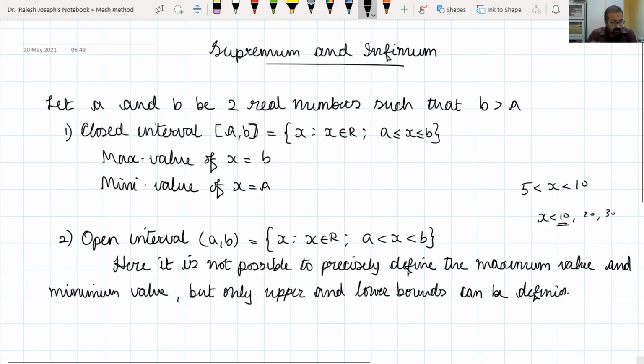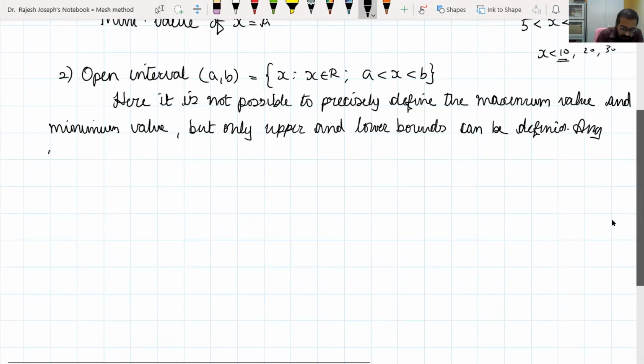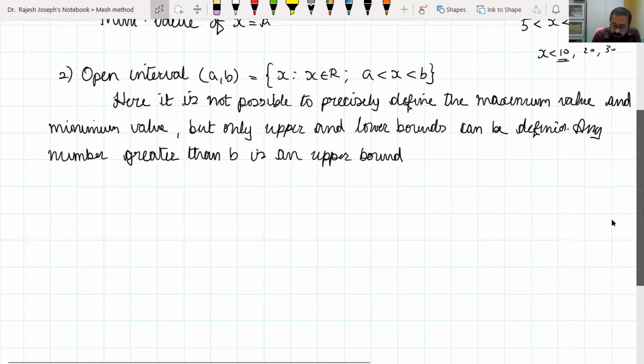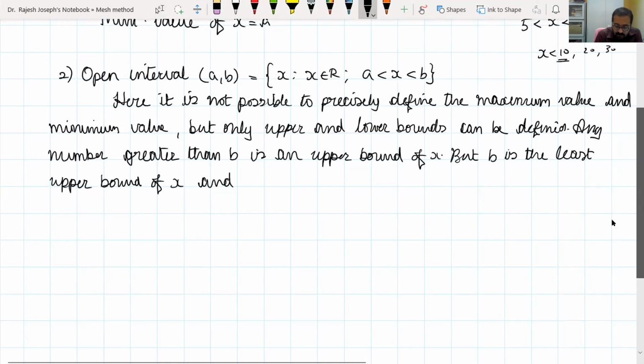So let's continue. Any number greater than B is an upper bound of X, but B is the least upper bound of X, and that is called supremum, or sup of X.